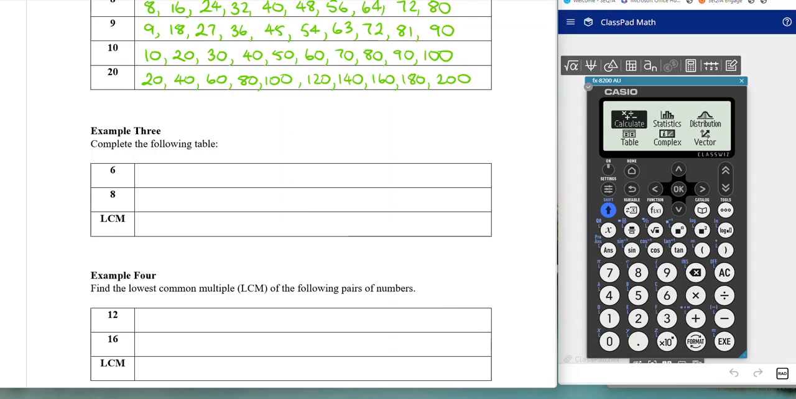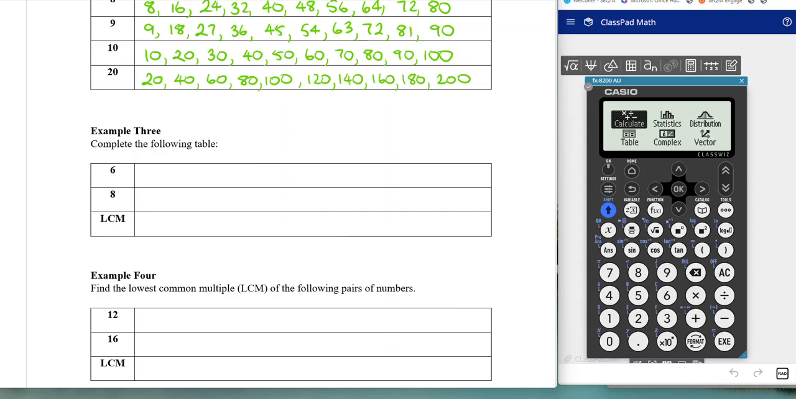So we're now going to do example 3 and example 4. These are more the kind of questions that you'll be practicing over and over. You need to write out some of the multiples of 6 and some of the multiples of 8 so that you can find the lowest common multiple of both of them. Now, it doesn't say in this question how many to do because you just need to go until you find one that is in common.